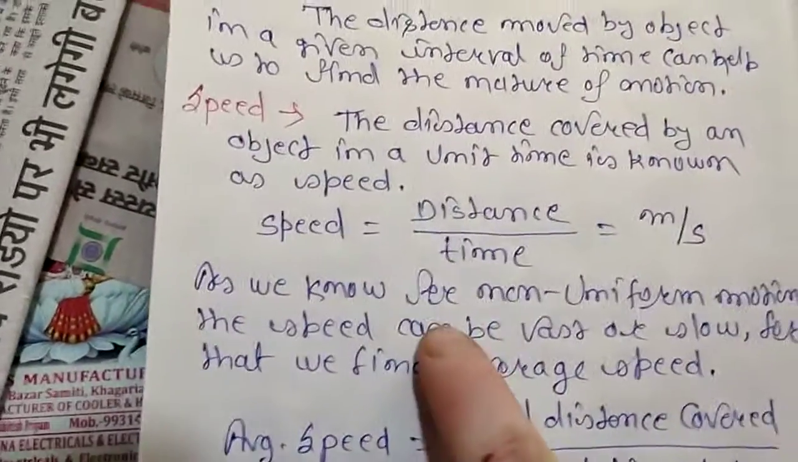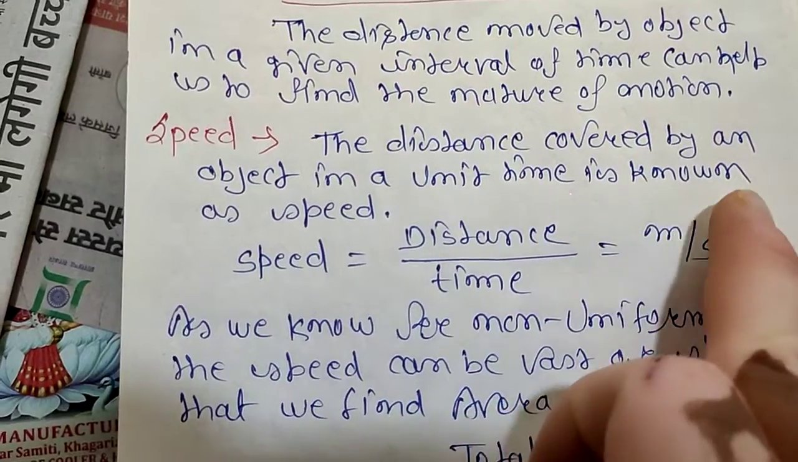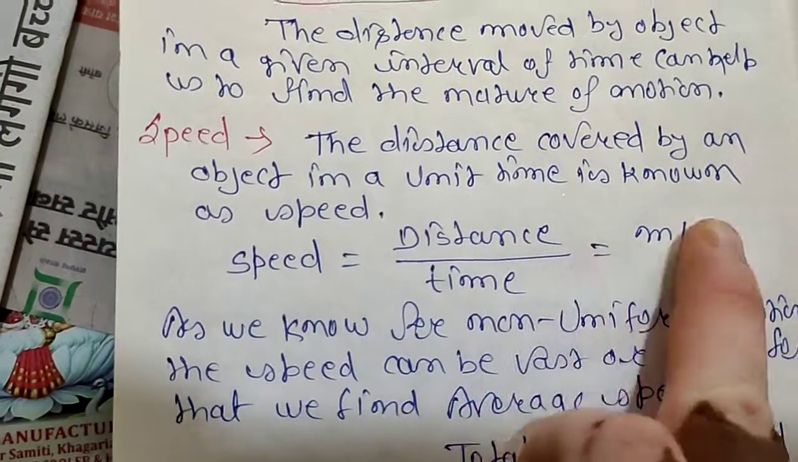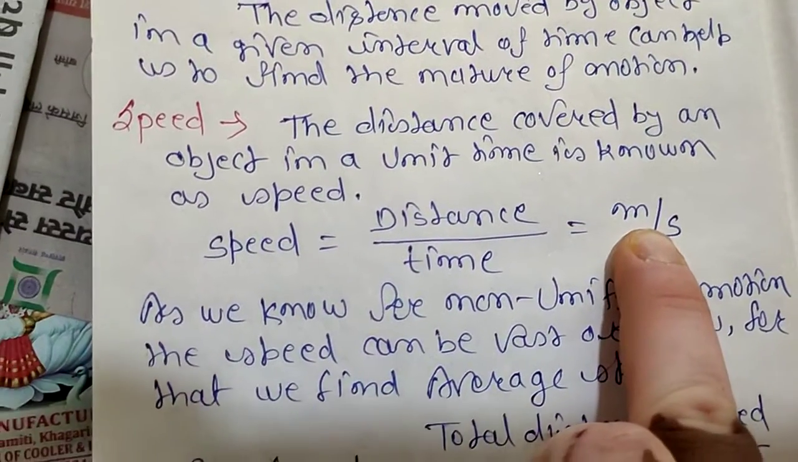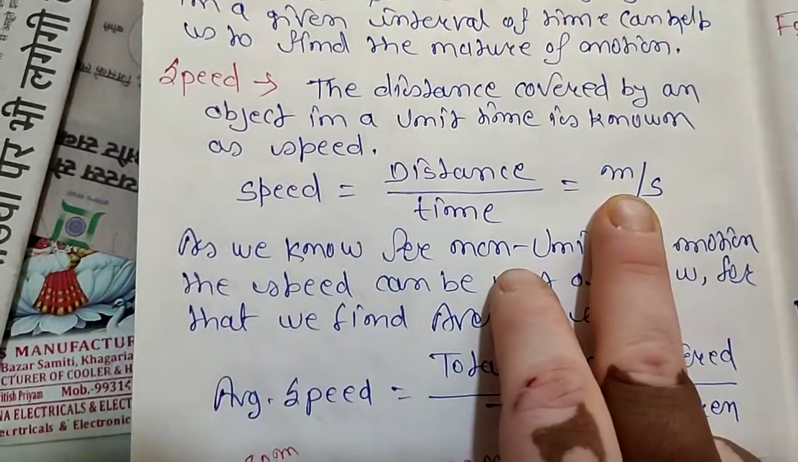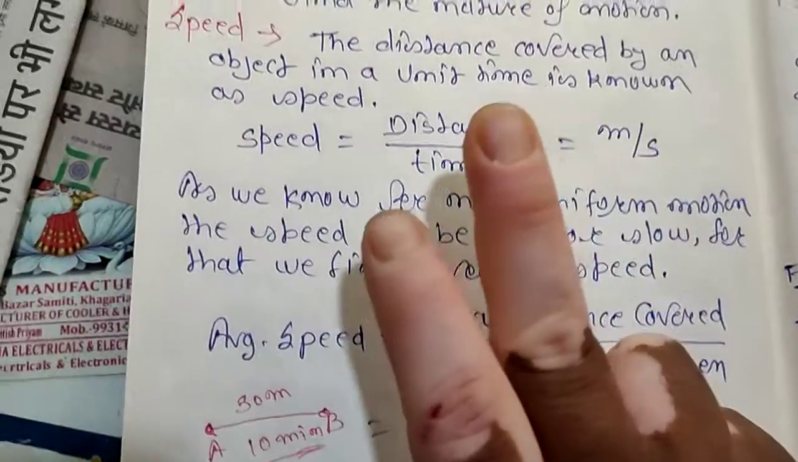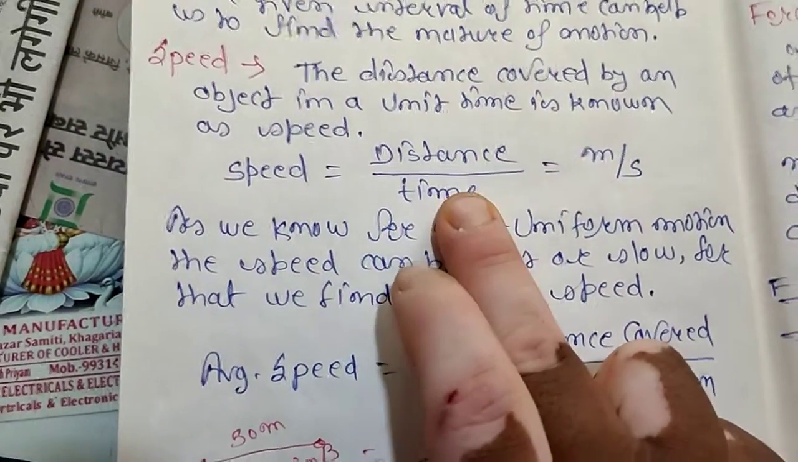So the speed is the distance covered by an object in a unit time, and the SI unit of speed is meter per second. Whenever you have to find the speed, we will apply this formula: distance over time.